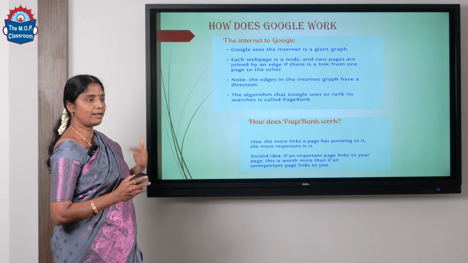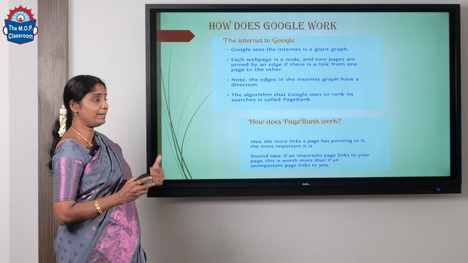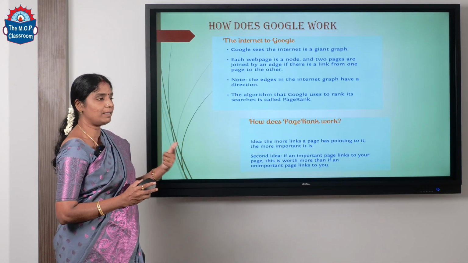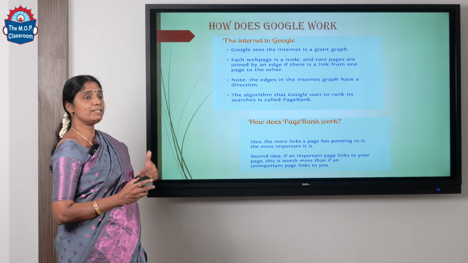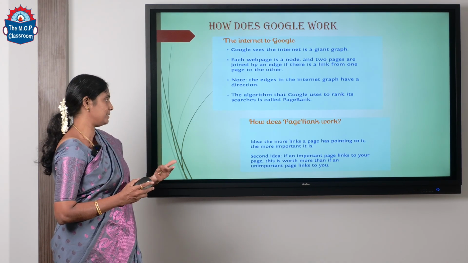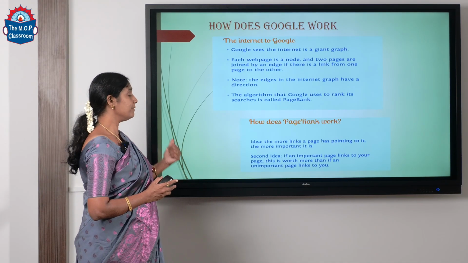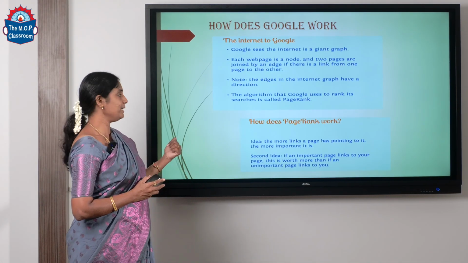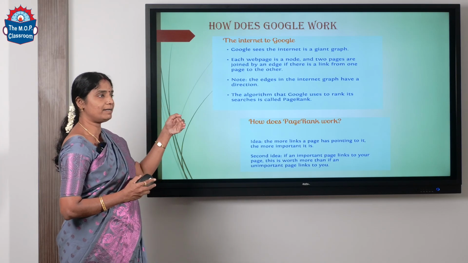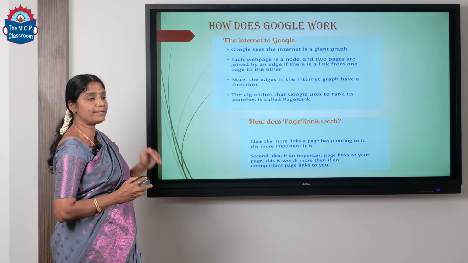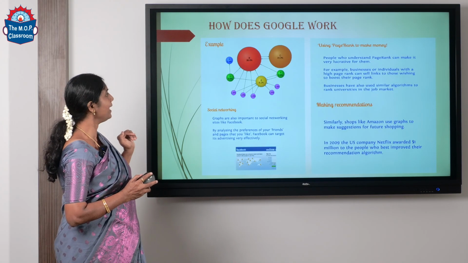As we start browsing different ideas, it points to different information. The more you choose a particular page, automatically it will be given more preference. If an important page links to your page, this is worth more than an unimportant page. Automatically this will be highlighted in the beginning stage. So this kind of page ranking will be done using the graph theory algorithm.